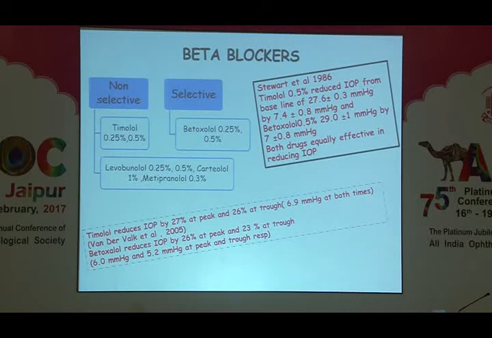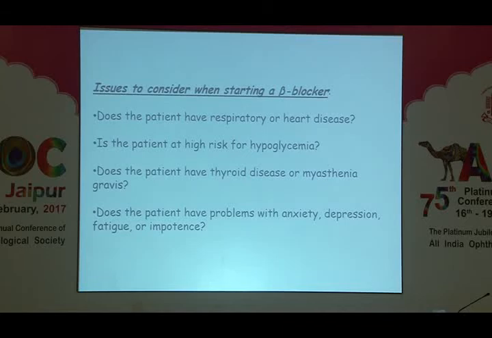What about the beta blockers? I have presented this only for one reason: let's not forget betaxolol. There are many patients in whom betaxolol also works. We all know its effect is not as good as timolol, but let's not forget that it does decrease the intraocular pressure. But when we are giving beta blockers, we have to check: does the patient have any respiratory or heart disease, risk for hypoglycemia, any thyroid disease or myasthenia gravis? Very, very important, because in the older patients especially, along with advanced disease, and even in the younger ones, are they having anxiety, depression, fatigue, impotence, etc.? Let's not forget that these drugs can cause it.